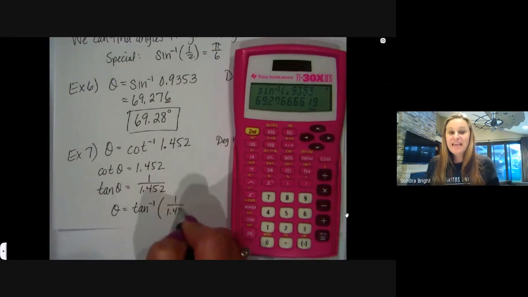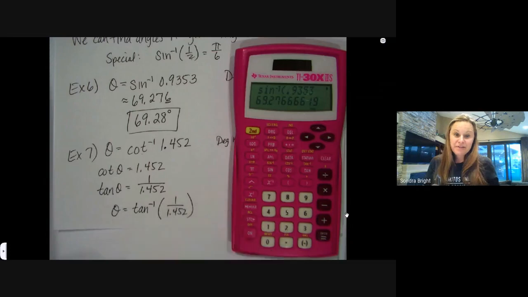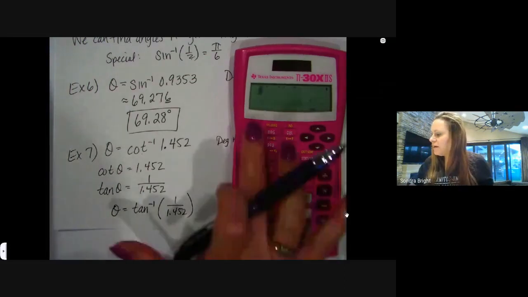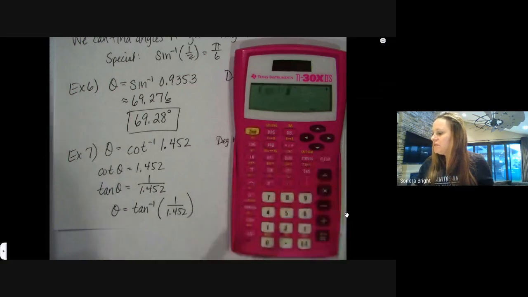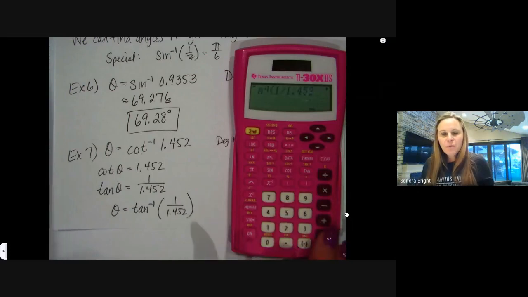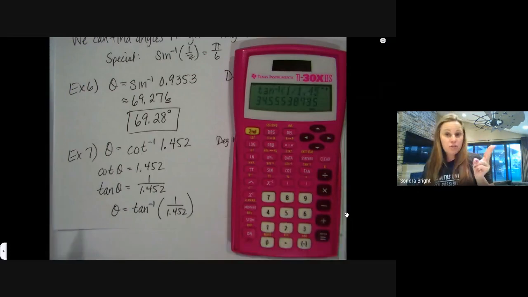Yeah, and that I can put on my calculator. We're still in degree mode. Yep. All right, so I'm going to hit second tan to bring up inverse tangent. And I've got 1 divided by 1.452. And I got 34.555. I'm going to go to 2 decimal places, which tells me 34.